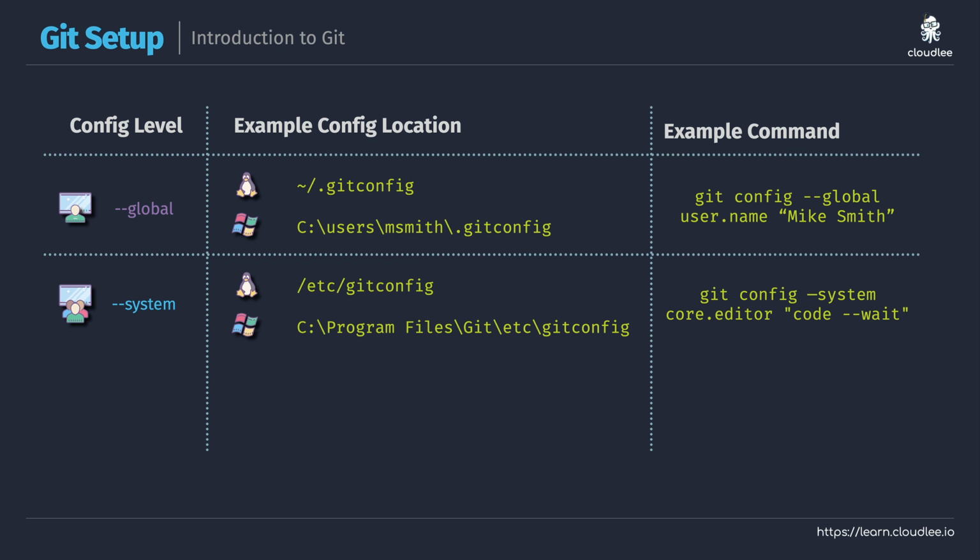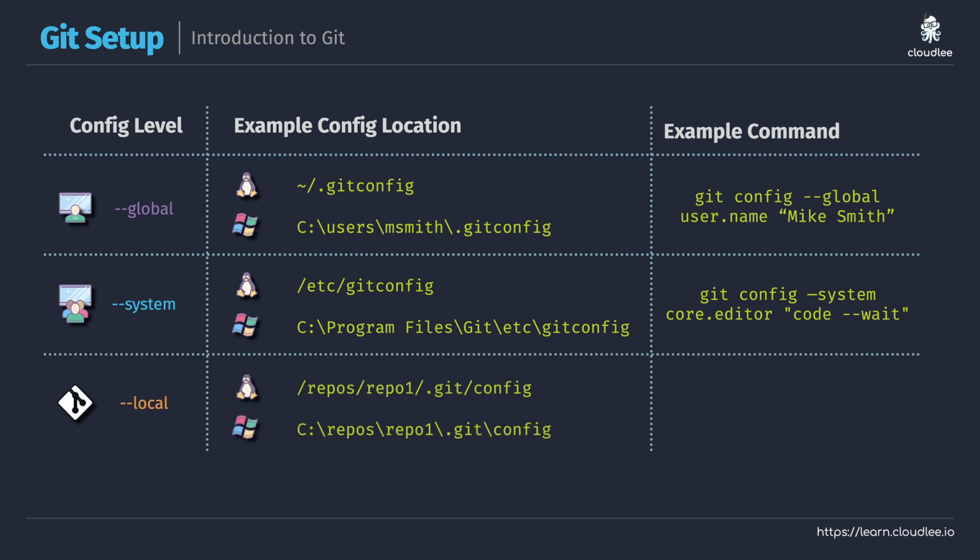Now, the final type of Git configuration level that we can work with is called local, with the --local argument, and that's config that is going to be specified on a per repository basis. So for example, if you did have a different email address that you used for different repositories that you were working with, you could use git config --local and specify that email address on a per repository basis.